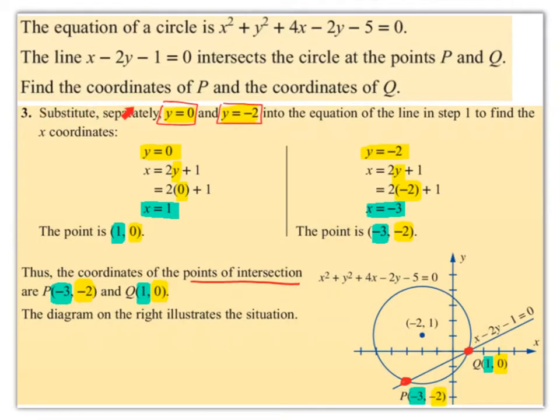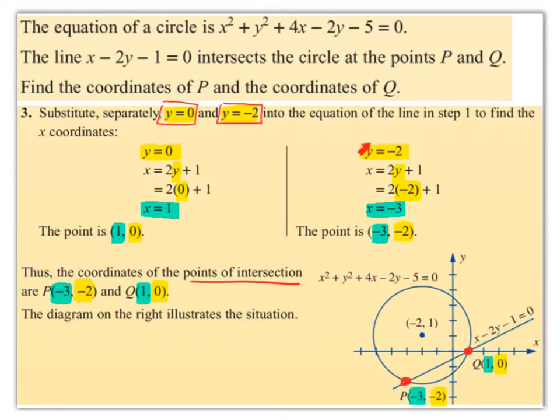Step 3. Substitute separately y equals 0 and y equals minus 2 into the equation of the line in step 1 to find the x coordinates. So we found y equal to 0. So the equation of the line we rearranged to get the x on its own. So we had x equals 2y plus 1. So we swapped that y for a set of brackets, put 0 into it. 2 times 0 plus 1 is 1, so x is equal to 1. So the point is 1, 0.